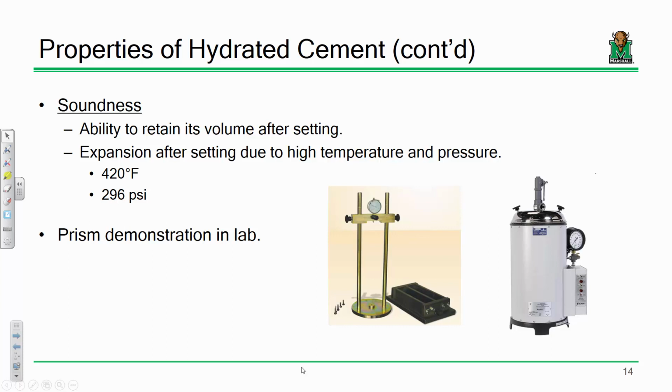So the long and short of it is you cast a sample and then you subject it to high temperature and pressure and record the change in volume. It's a little tricky, and I think we're going to avoid doing that in the lab, but I just wanted to give you a general idea of how that works.